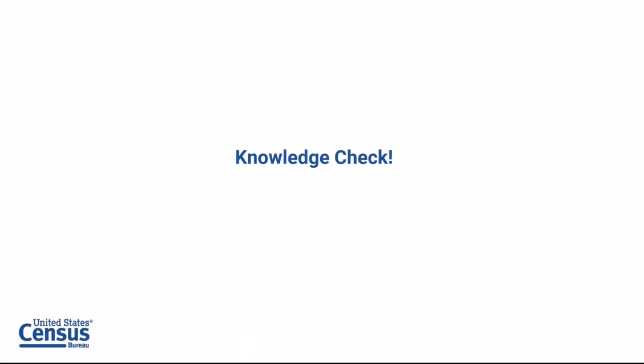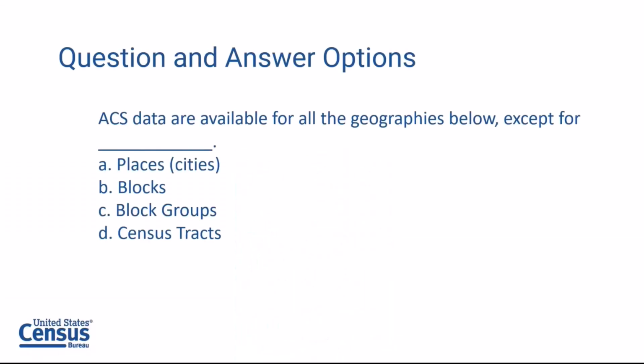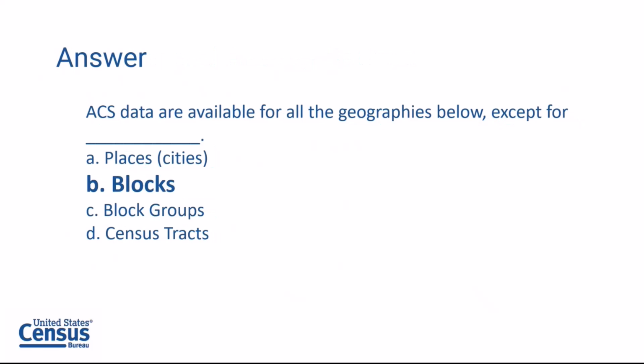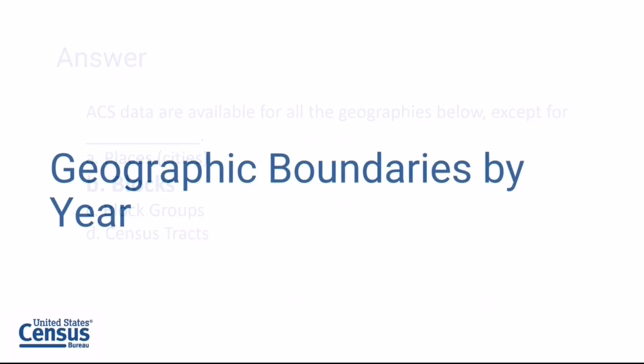Let's take a break for a knowledge check. ACS data are available for all of the geographies below except for blank: places, blocks, block groups, or census tracts. If you answered blocks, you are correct. ACS data are available for all geographies shown except for blocks.